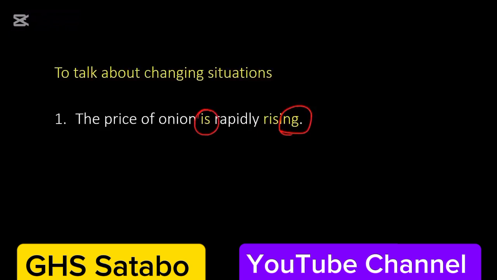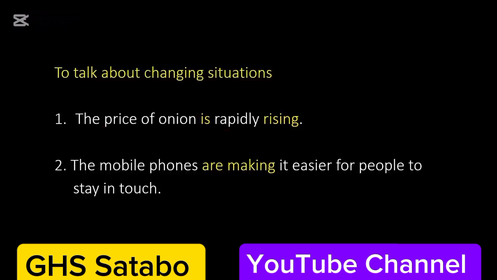Also, if you look deeply, this statement over here is showing a situation that keeps on changing, or it is rising. The mobile phones are making it easier for people to stay in touch. Are making shows that they are in the process of doing something, and they have been doing it yesterday, they are doing it now, and they are in the process of still doing it.